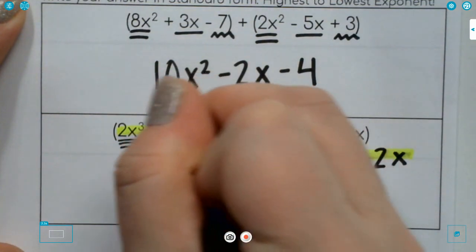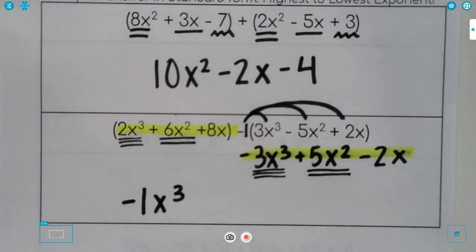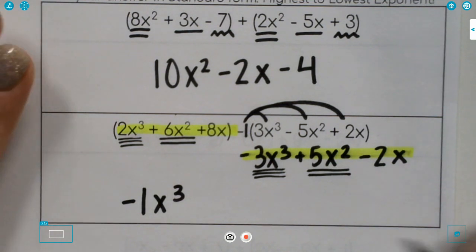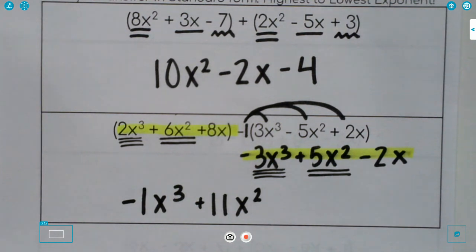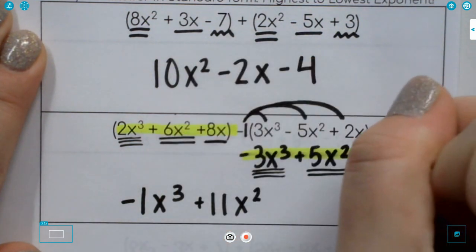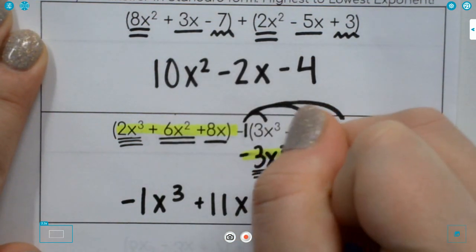We've got 6x squared and 5x squared. 6 and 5 is 11. Still x squared. And then 8x and negative 2x. 8 minus 2 is 6.